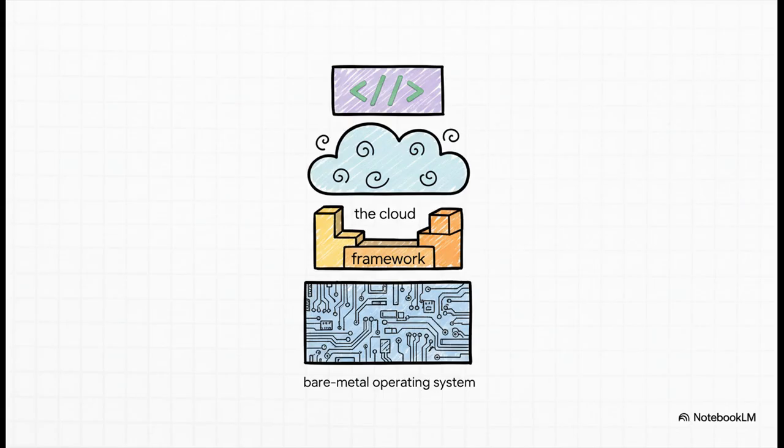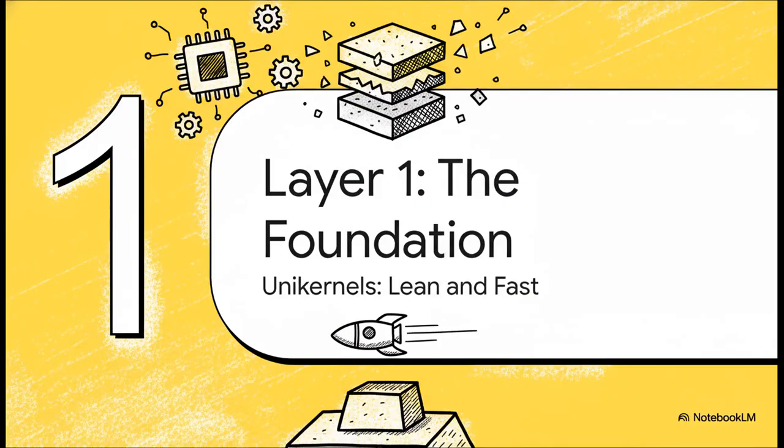We're going to look at 4 different layers of software. We'll start at the very bottom with the operating system, then move up to application frameworks, then the cloud, and finally, the programming language itself. And what you'll see is that at each layer, a totally different problem requires a totally different and sometimes radical solution. Okay, so let's start at the absolute foundation, the operating system.